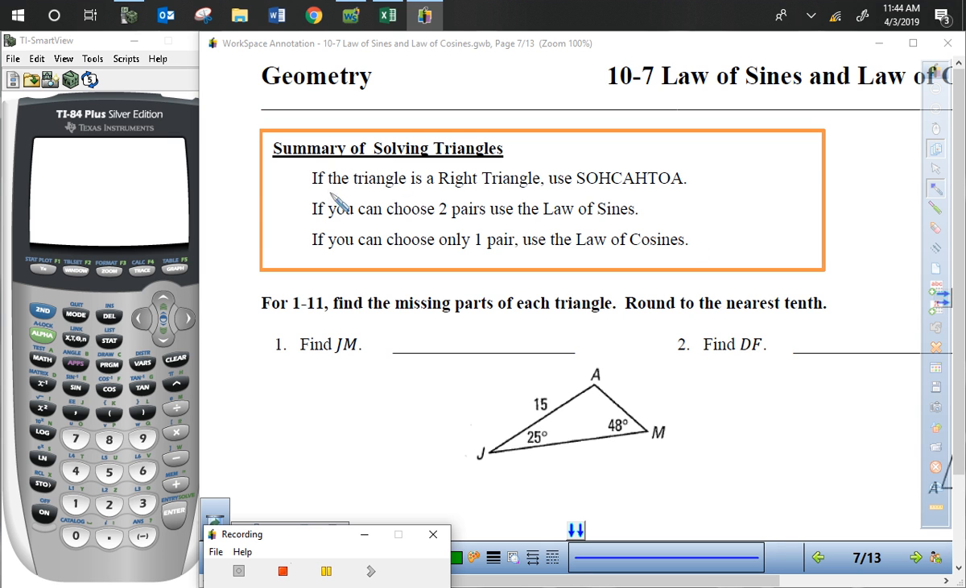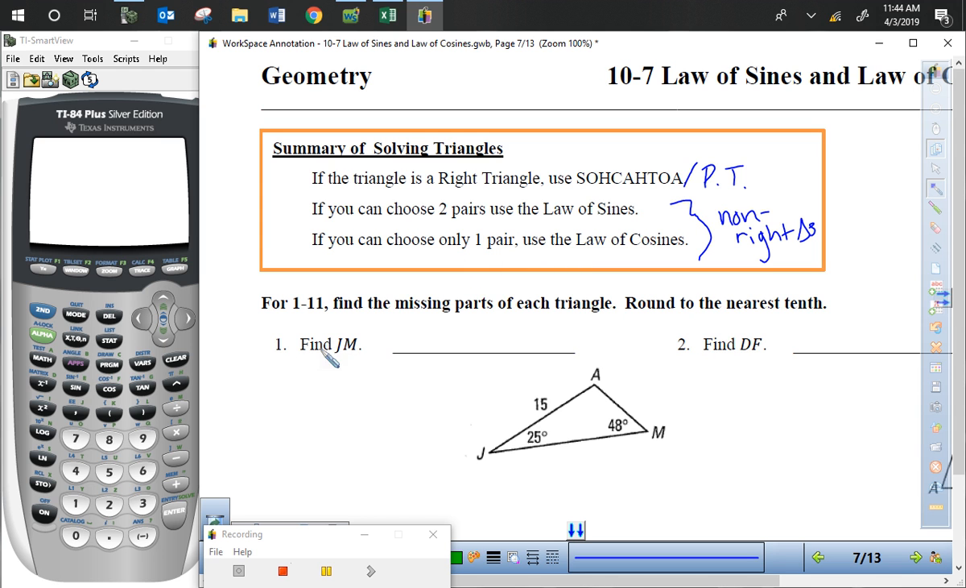The first thing we want to do is look if it's a right triangle, because with right triangles we can use SOHCAHTOA or the Pythagorean theorem to solve for a missing piece. If it's not a right triangle, we're going to choose either the law of sines or the law of cosines. The way we decide between the two is whether we can choose one pair or two pairs. Remember, a pair is one angle and one side across from each other in the picture.